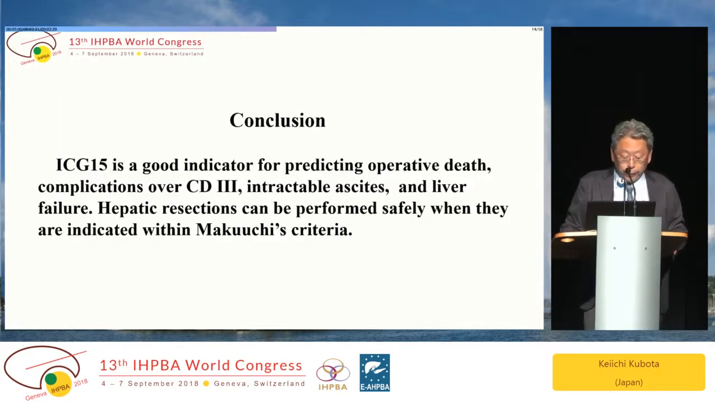So in conclusion, ICG-15 is a good indicator for predicting operative death, complications over Clavien-Dindo 3, intractable ascites, and liver failure. Hepatic resections can be performed safely when they are indicated within Makuchi's criteria. Thank you very much.